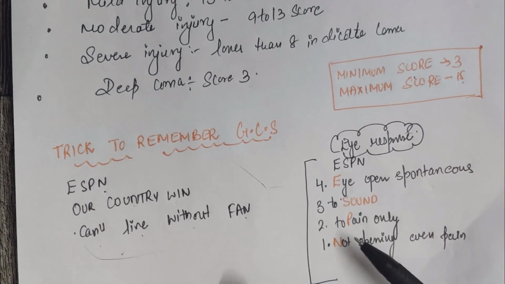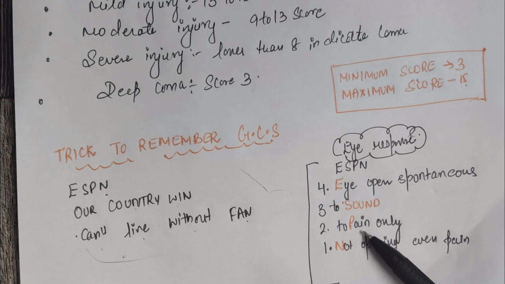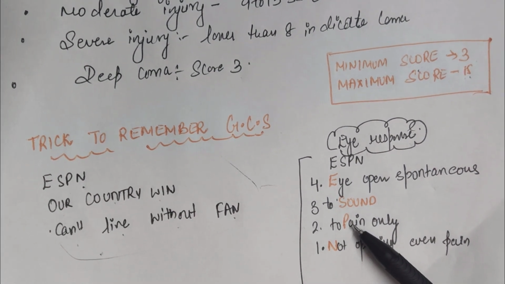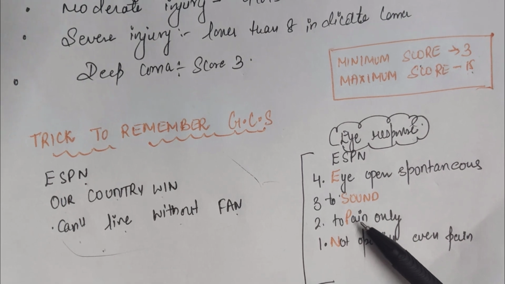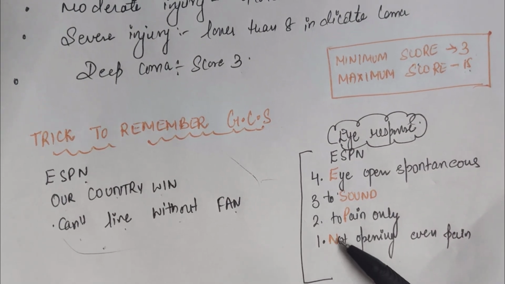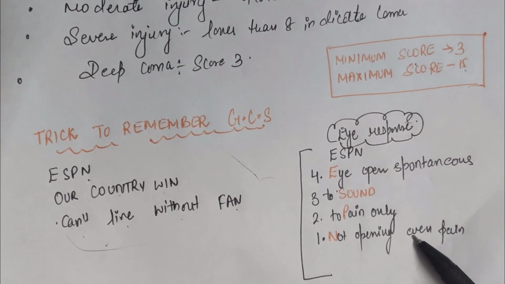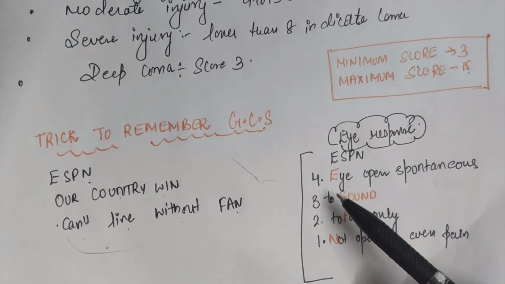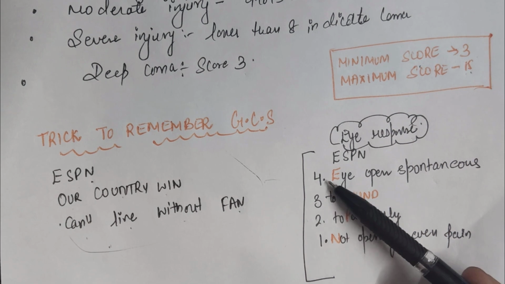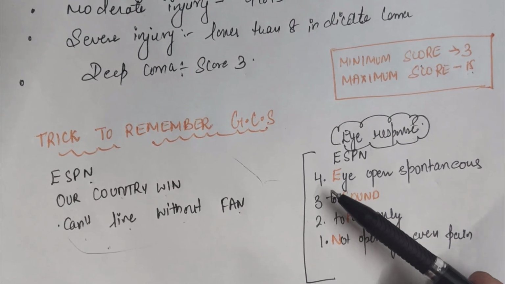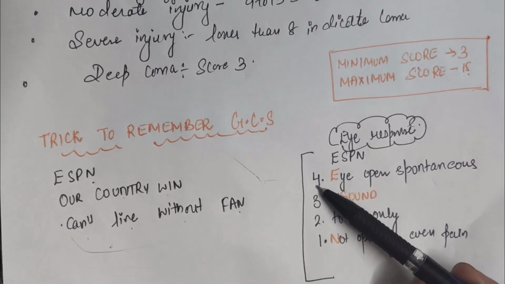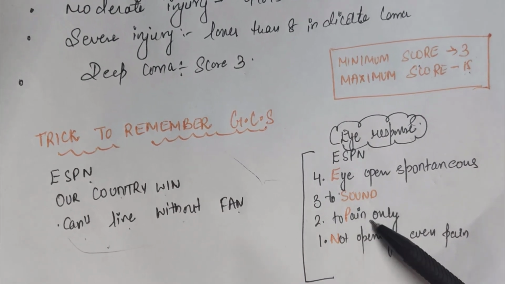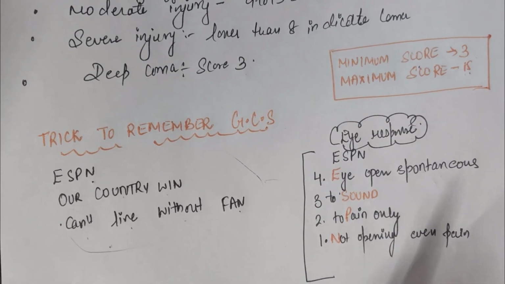And next is P, that is pain, and while applying some pain to the patient, he or she will respond with the eyes, that is the 2. And then the next is the 1, that is not opening even to pain, so there is no response, then we can give 1 score. So the total score for eye is 4, that is 4, 3, 2 and 1. 4 when the patient spontaneously opens the eye, 3 is to the sound, 2 is to the pain and 1 is not opening even after pain.